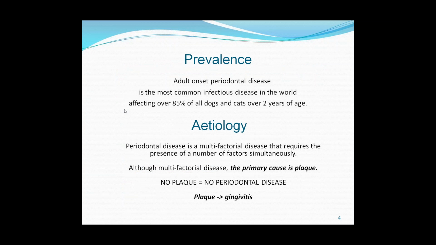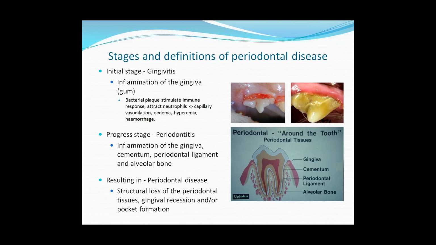So as you're well aware, periodontal disease is the most prevalent disease we see in our pet population. It's common. We see it in over 85% of dogs and cats that are 2 to 3 years of age. And the etiology is multifactorial, meaning that there's many factors that have to occur in order for the pet to get periodontal disease. Although we know the primary cause is plaque, because if there is no plaque on the animal's teeth, then there is no periodontal disease. And as soon as plaque develops, then the animal suffers gingivitis. So gingivitis, by definition, is an inflammation of the gum.